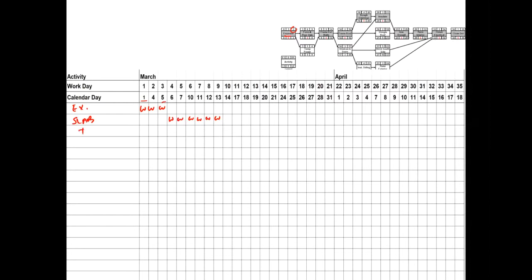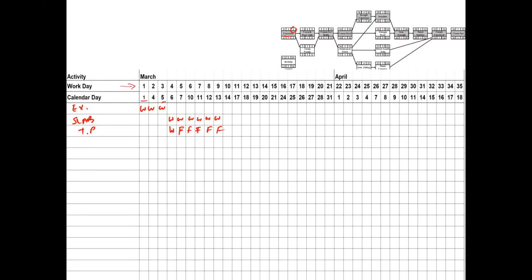And the third activity is temporary power, which can take place from 3 to 9, but it actually has a duration of only 1. Right, so it has got a float of 5 days, and the work is taking place on the first, right? So likewise, you would plot a bar chart, basically converting the work days into calendar days, right?